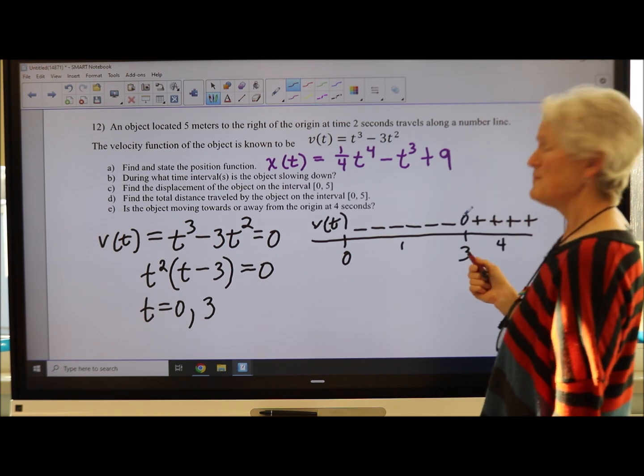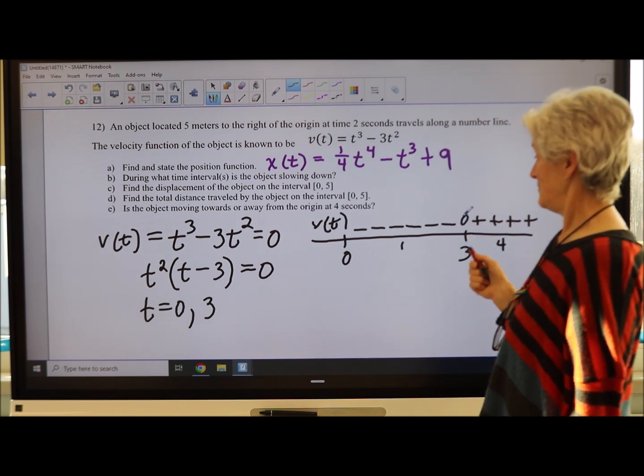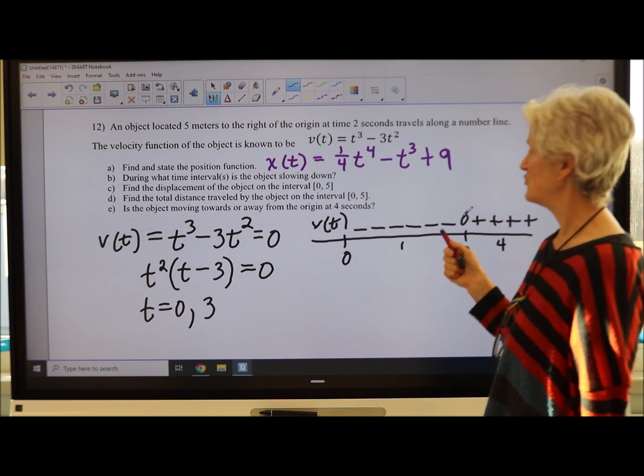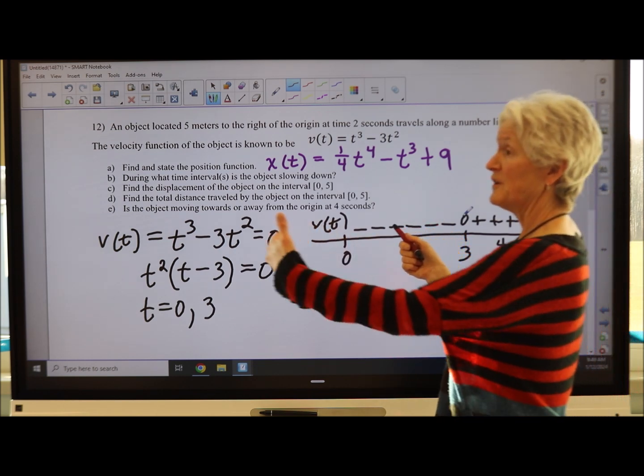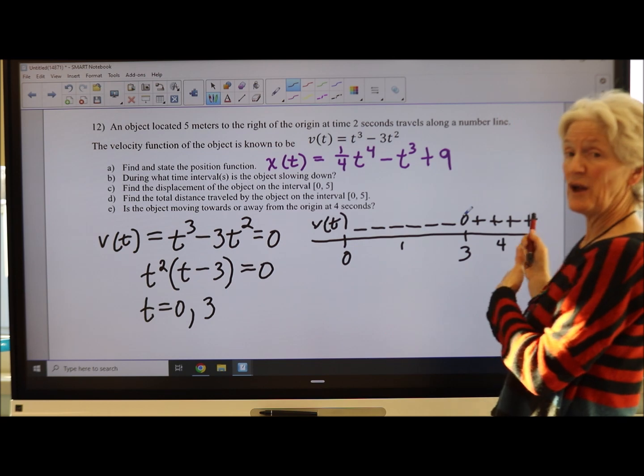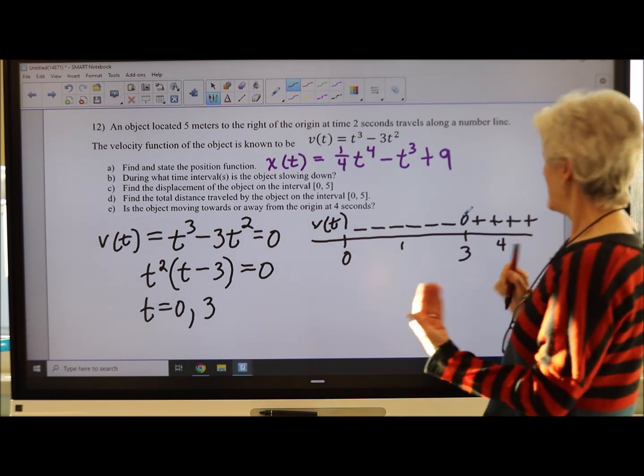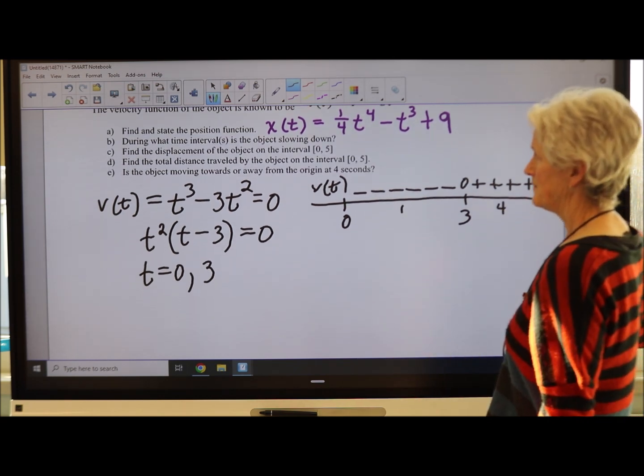So at time 3, not only did the particle stop, but it changed direction. My particle is moving left from 0 to 3 seconds, and then now my particle is moving right. Let's look at the acceleration.